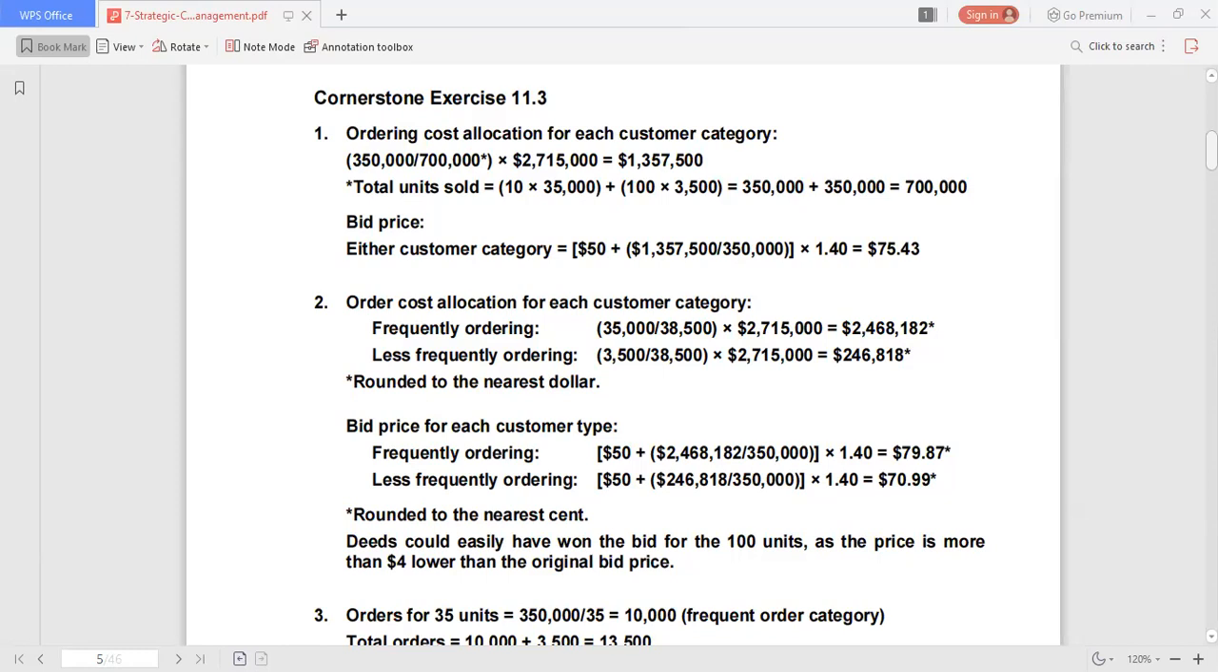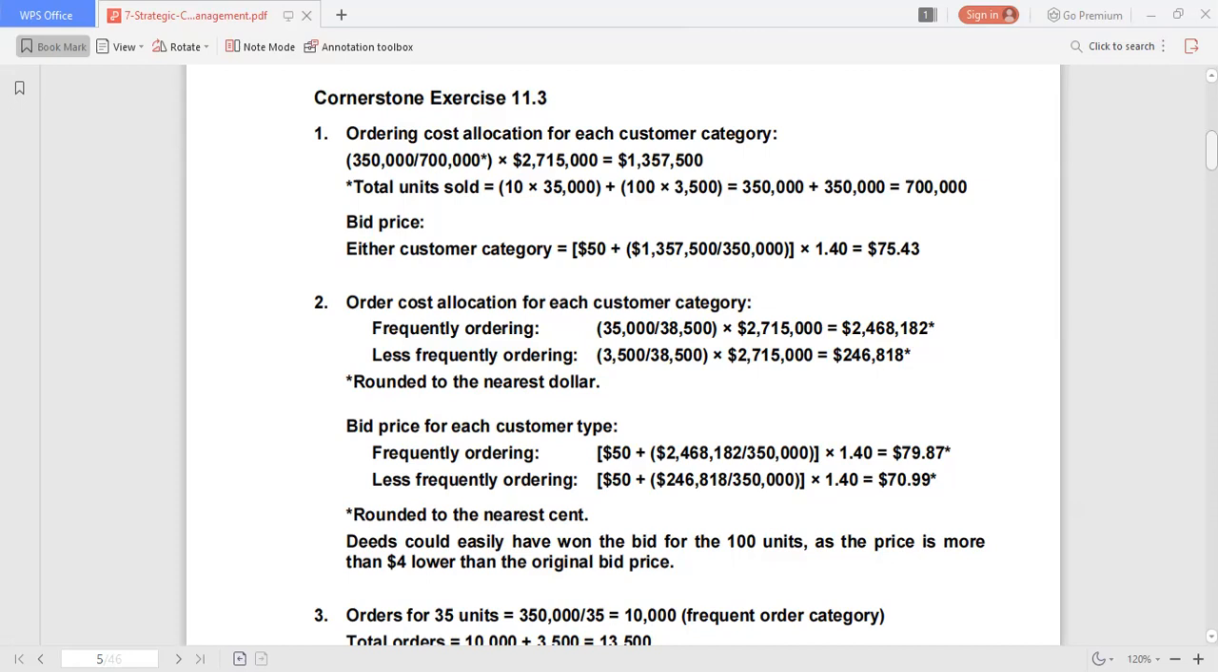For the frequently ordering, we have the bid price taken by adding 50, 50, and then we add the quotient of dividing 2,468,182 by 350,000, and you multiply it by 1.4, so you get 79.87. That's for the frequently ordering.